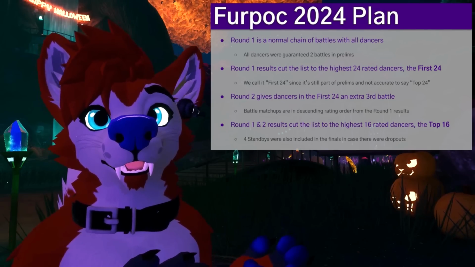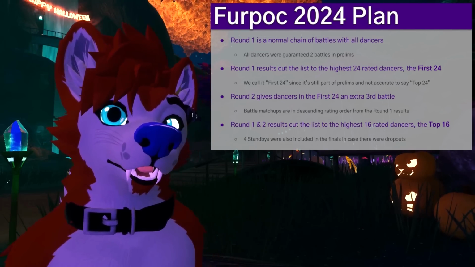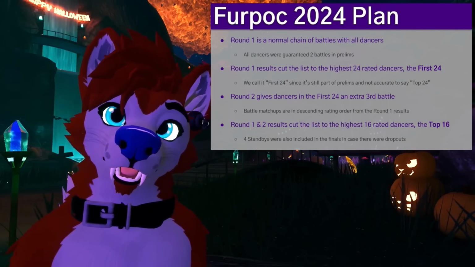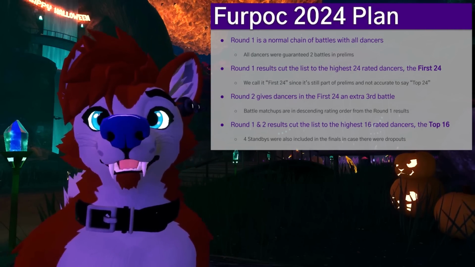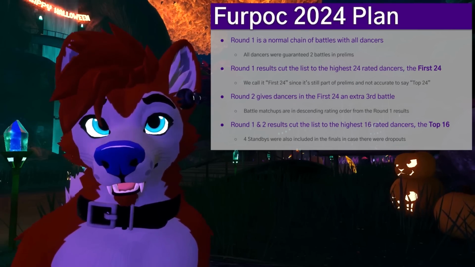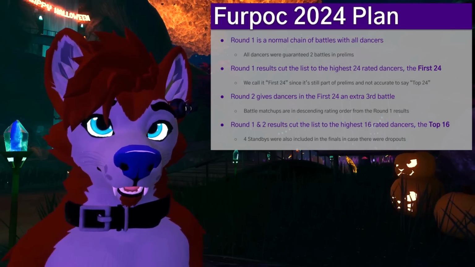Round 1 results are used to determine 24 dancers that would move on to round 2 for prelims. Round 2 consisted of dancers having a third battle instead of a chain of battles. Battle order is in descending rating order based on round 1 results. The third battle increases the accuracy of the results. Results for round 1 and round 2 are used to determine the dancers' ratings.